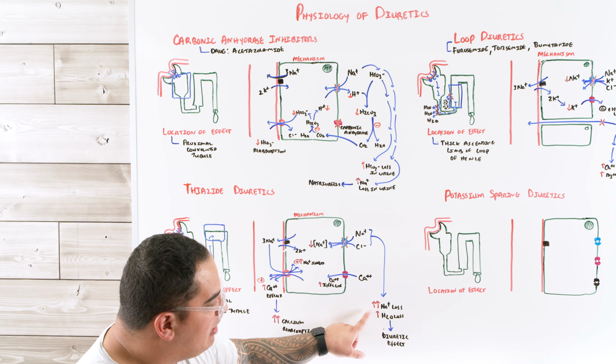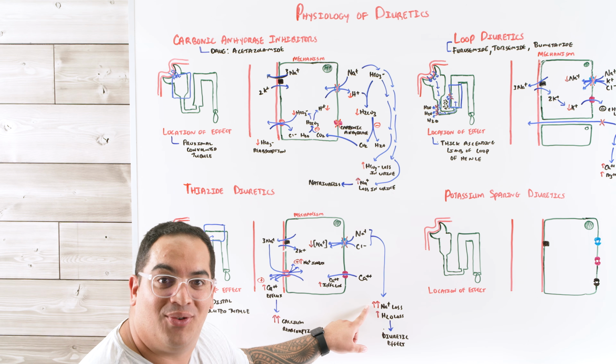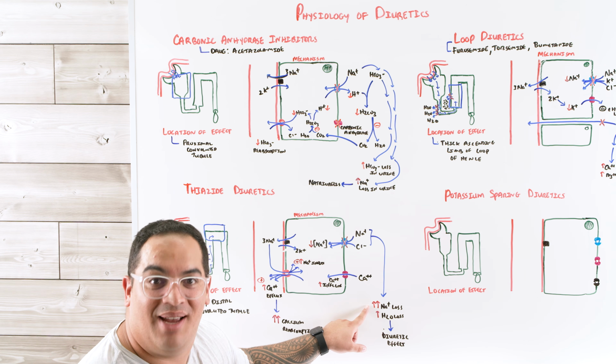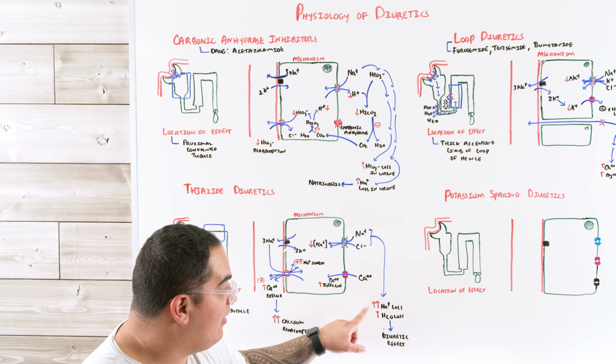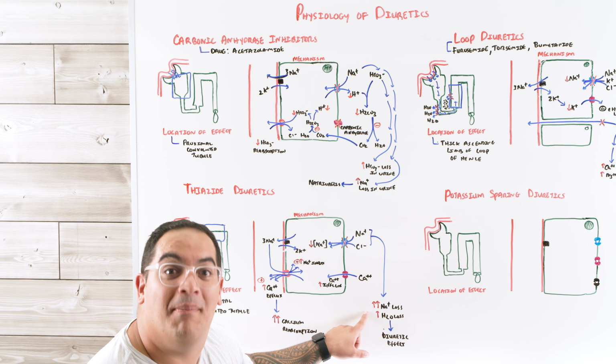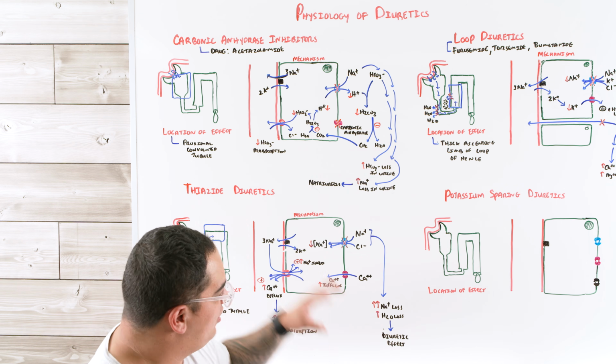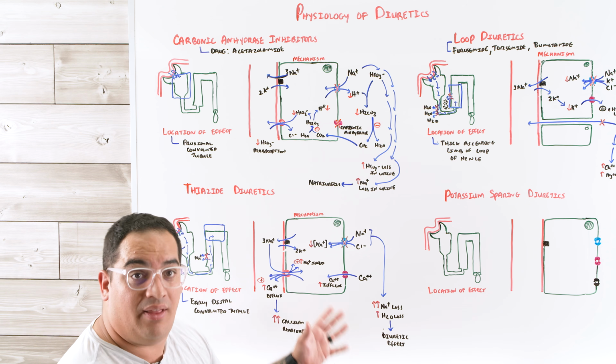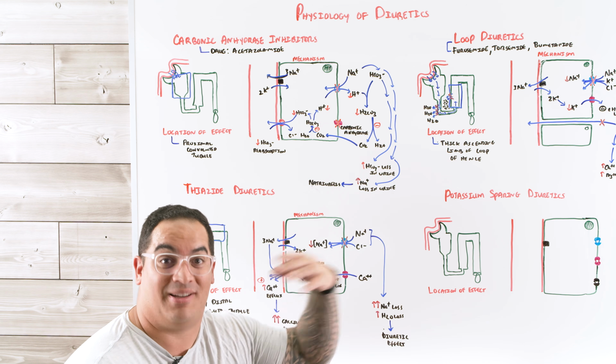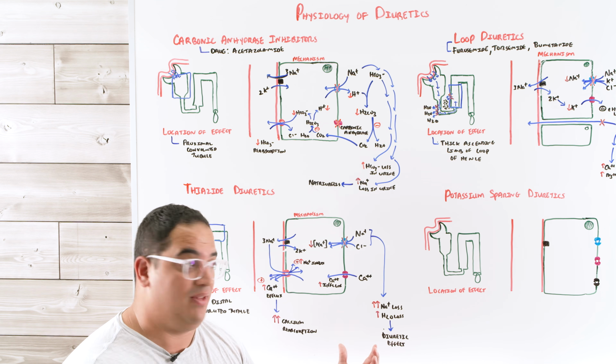The other big thing that we talked about is whenever you lose lots of sodium and deliver it to the distal tubule, you cause potassium loss and proton loss. And so these patients can develop hypokalemia and metabolic alkalosis. And so you're going to notice kind of a recurrent theme with these when we get into talking about some of the complications that can arise with the use of these.